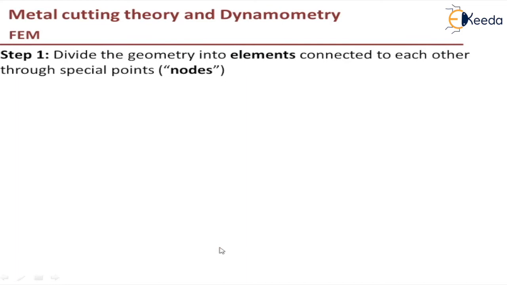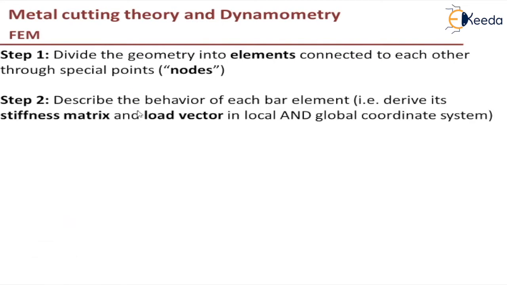These are the steps for solving problems in FEM. First, we divide the geometry into a number of elements. As I explained in the previous slide, we divide the domain into a number of elements, and each one is connected through the nodes. Then we describe the behavior of each bar element, stiffness matrix, and load vector in a local and global coordinate system. That is, you need to define the stiffness value K. This is a stiffness matrix, defined for a particular element.